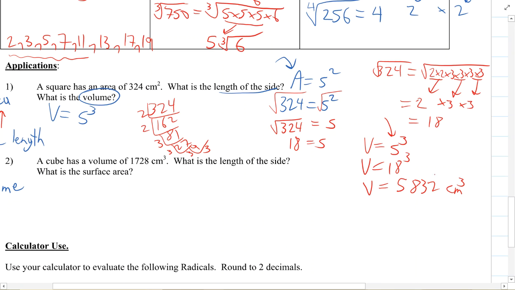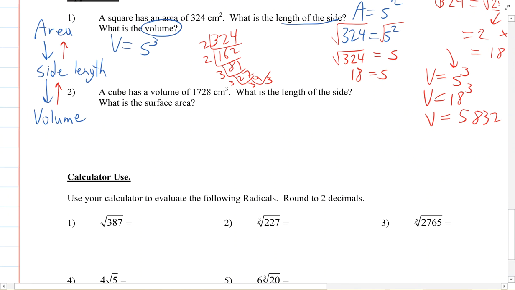Okay. Good. Working backwards here then. Cube has that volume. What's the length of the side? So volume equals s cubed. 1728 equals s cubed. So we substitute in for v, and then we cube root it. So I'm going to show a little bit less work, but I show enough that you know exactly what I did.